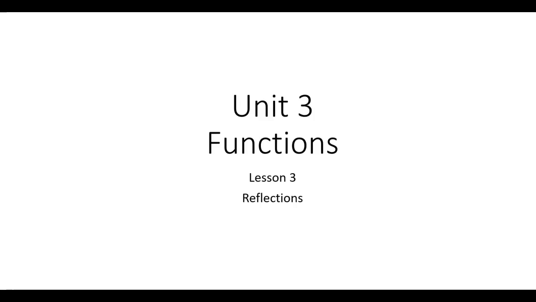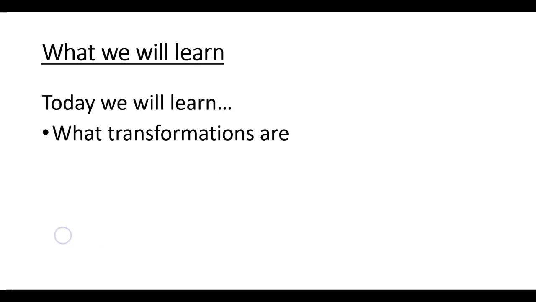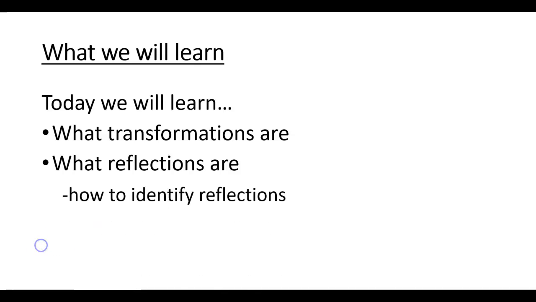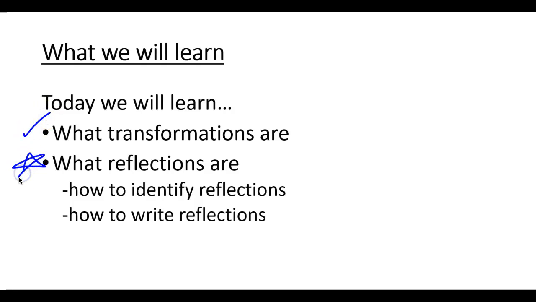So let's go ahead and now formalize it with some notes and do some practice problems with this stuff. So today we're going to learn what transformations are, what reflections are, how to identify them, and how to write them. Okay? So the first one, I'm just going to give you a definition, but this is where we're going to spend most of our time. What's a reflection? How can you tell when you're looking at a reflection, and how do you write it? And we've kind of already done all of that, but we're just going to make it a little bit more solid with some notes now.